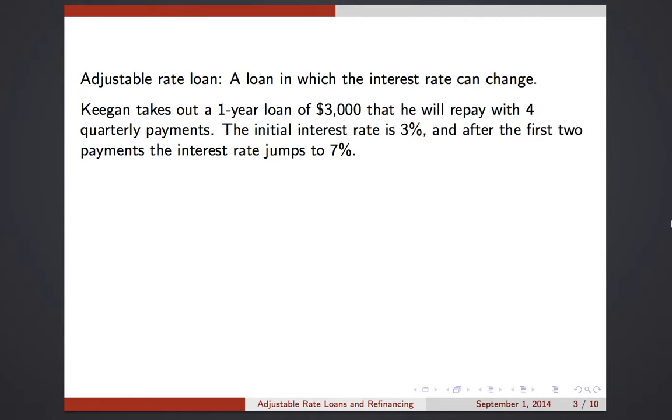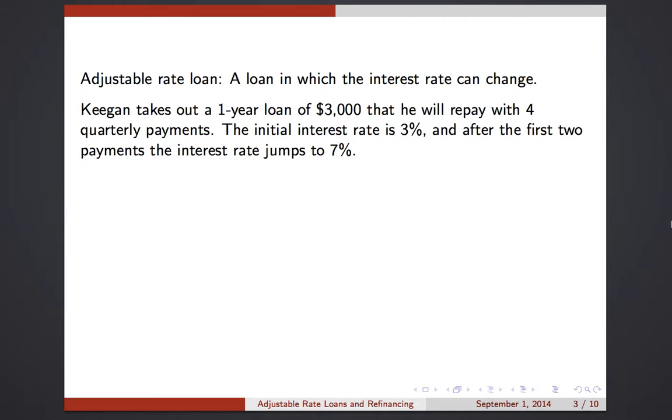So this is a small example, only 4 payments. So Keegan takes out a 1-year loan of 3 grand. He's going to repay it with 4 quarterly payments. So there are only 4 payments here. The initial APR is 3%. After the first 2 payments, the APR becomes 7%.